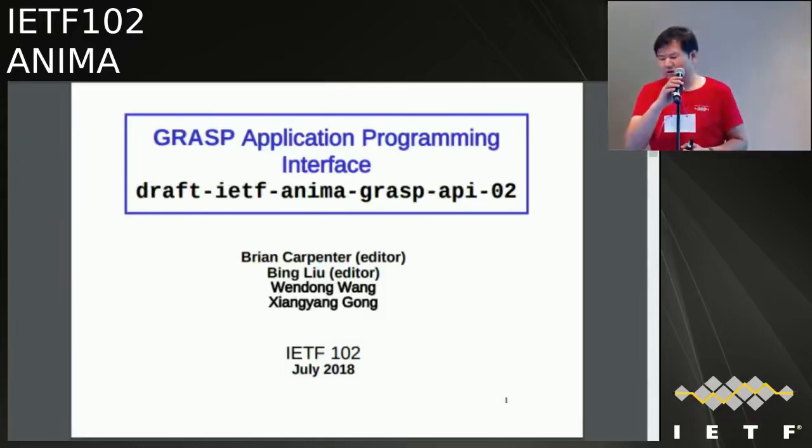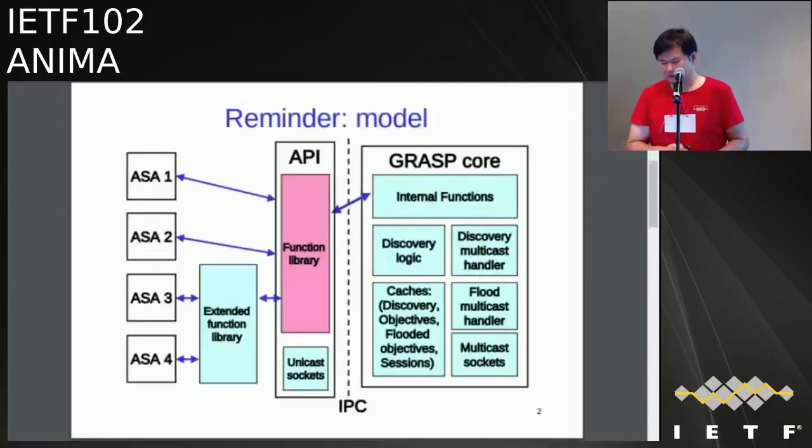Okay, I'm giving a very quick update of the Grasp API draft. This is a reminder of what the API is about. The Grasp stack is located in the kernel space, and in order to let the user space ISAs share the same functions, we need an API between them. And there are some standard functions already defined in Grasp.